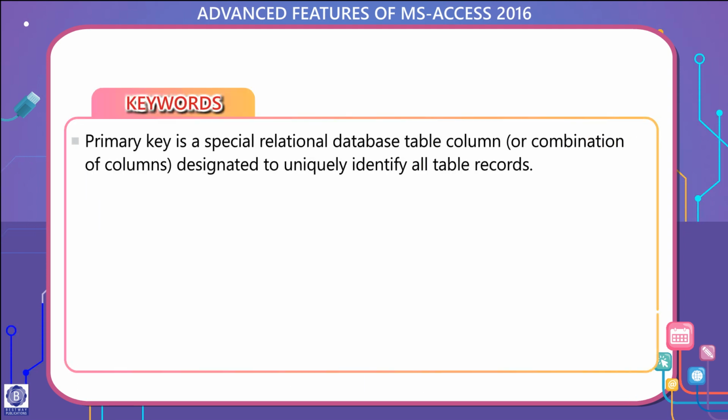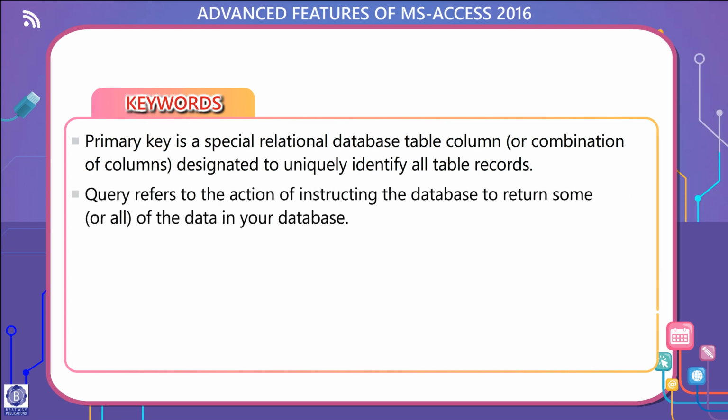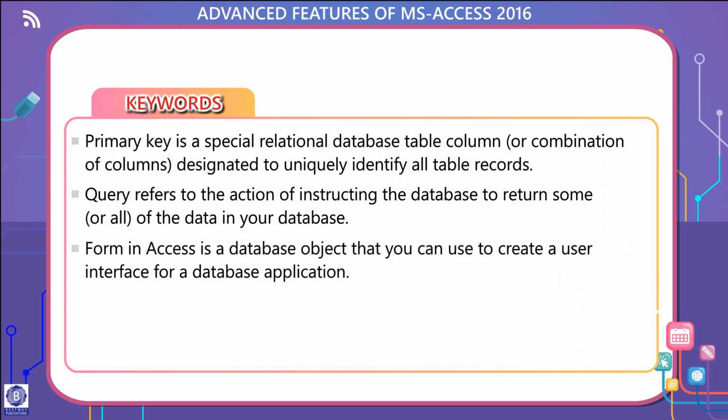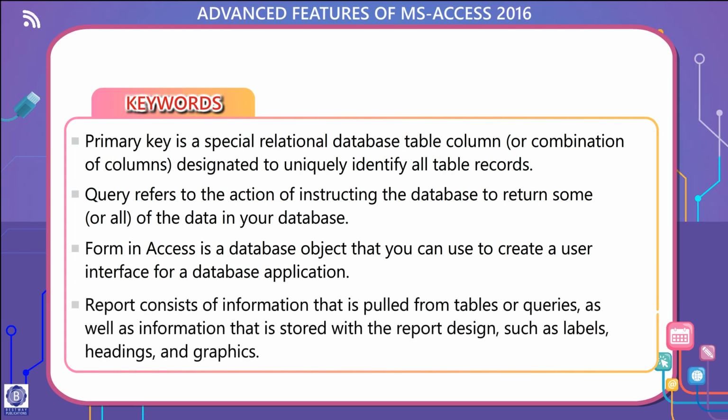This will generate the report. Keywords. Primary key is a special relational database table column or combination of columns designated to uniquely identify all table records. Query refers to the action of instructing the database to return some or all of the data in your database. Form in Access is a database object that you can use to create a user interface for a database application. Report consists of information that is pulled from tables or queries, as well as information that is stored with the report design, such as labels, headings, and graphics.